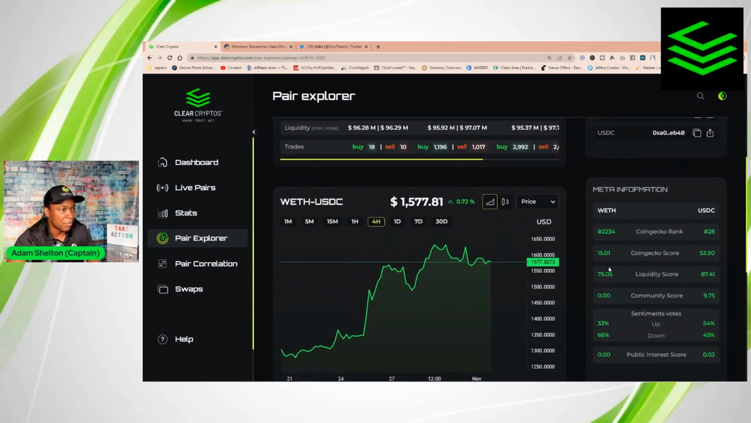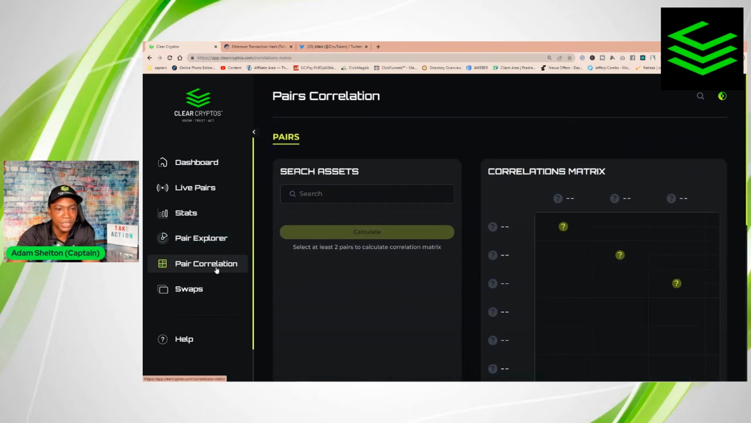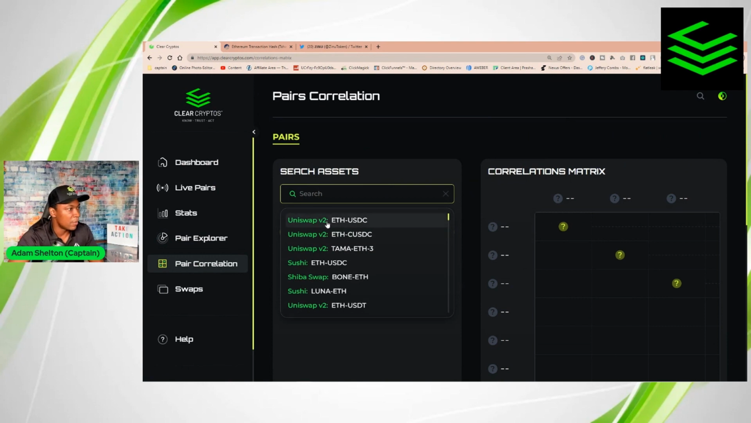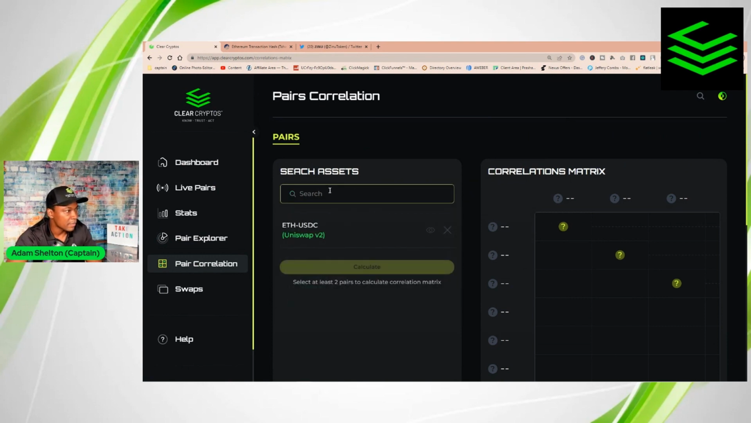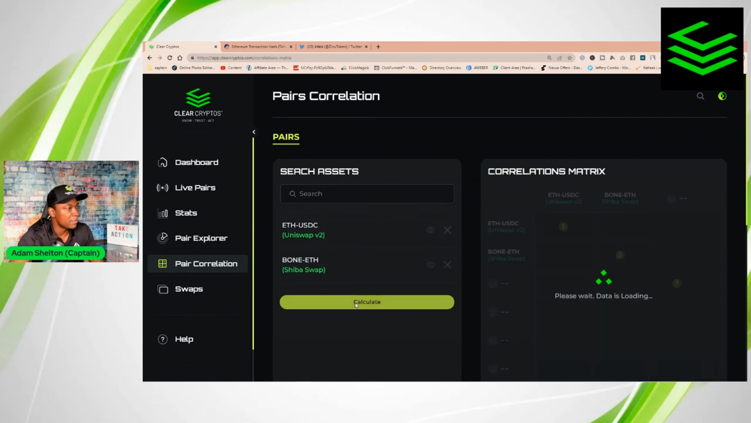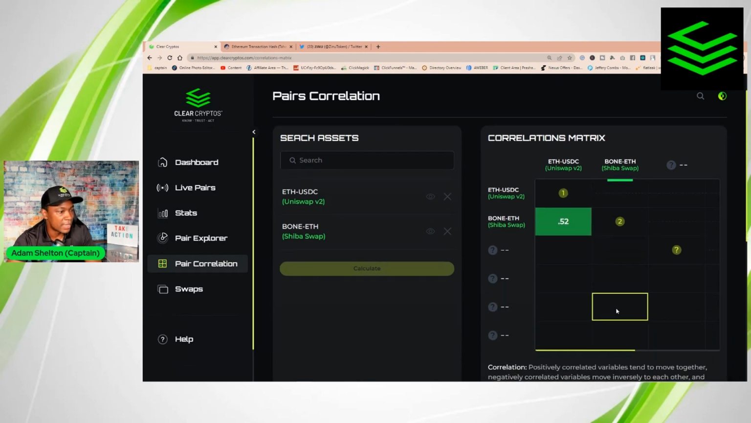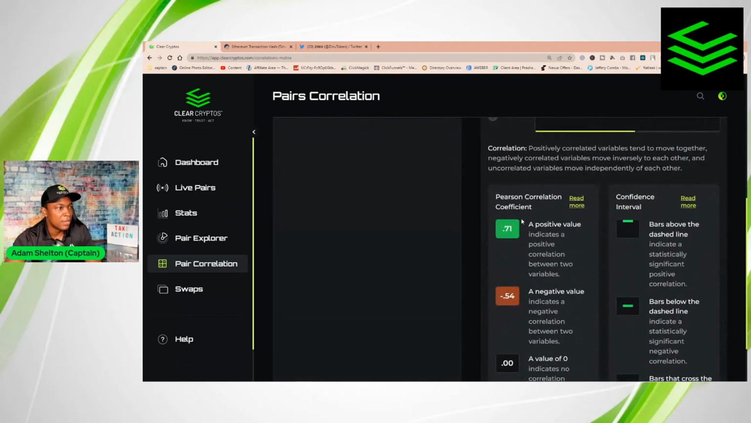Let's look at this, the more information on the meta information, the trade history, and the pair correlations here. So this means that I can go ahead and search for an asset. So Ethereum, USDC, and then I'm going to click another one. Let's say Bone Ethereum, the whole Shiba Bone Ethereum. So I click on there, and it's going to show me metrics of both of those pairings here. So then you're going to see a score here, or like I say a grade, and then you can go down here and see the actual correlation coefficient.